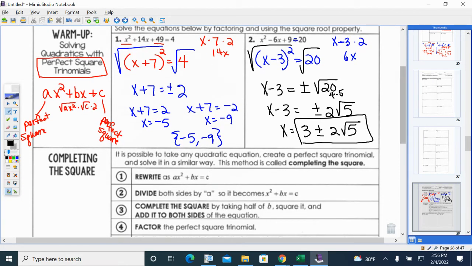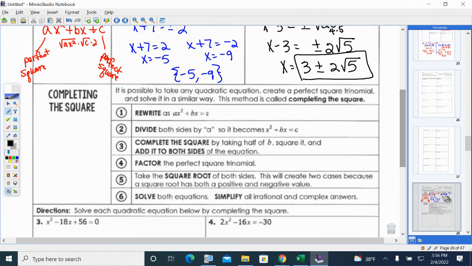Now, let's talk about what happens if the left side is not a perfect square trinomial. If it's not a perfect square trinomial, then what we can do is we can make it a perfect square trinomial. So in your notes here, it says it is possible to take any quadratic equation, create a perfect square trinomial, and solve it in a similar way. This method is called completing the square.